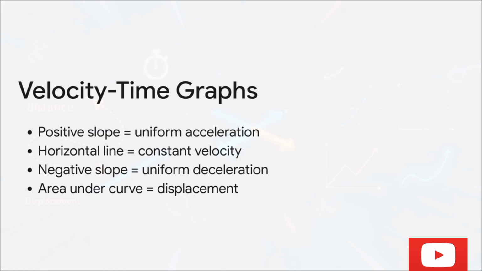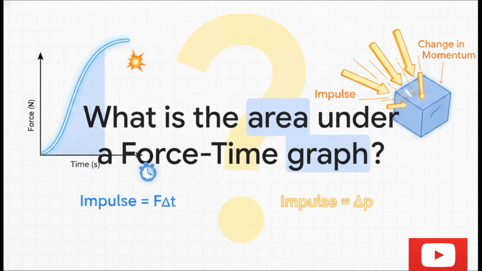All right. Keeping you on your toes with a classic post-UTME trick question here. We just learned the area under a velocity-time graph is displacement. But what does the area under a force-time graph represent? Is it work? Nope. The answer is impulse, which is the change in momentum. Examiners absolutely love testing these specific graph area relationships.